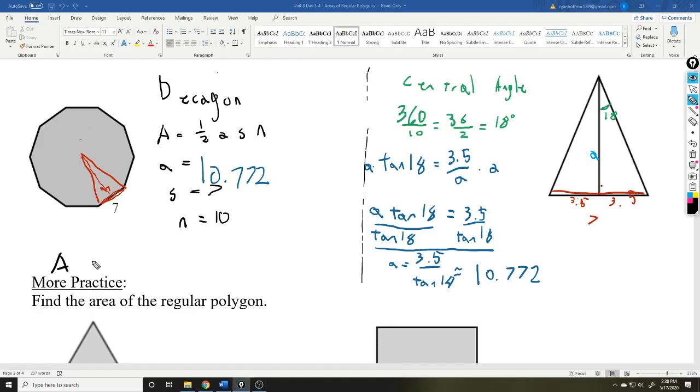So now all we have left to do is plug our numbers into the formula. 1/2 times our apothem, which we just found. Times our side length, which we know was 7, times our number of sides, which is 10. Put that all in. And that's what we get. And again, units squared for area.